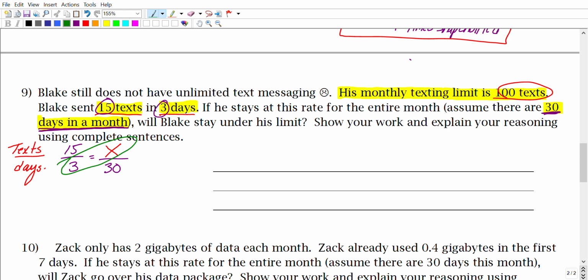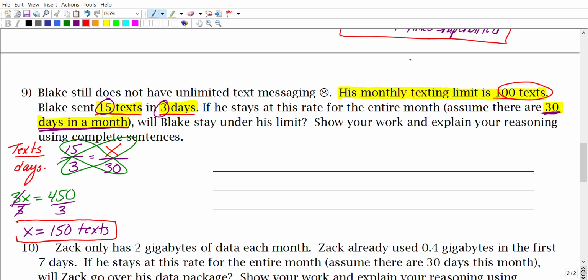Okay, let's figure this out. So I'm going to multiply this out, cross multiply. So what do I get? I get 3x equals 15 times 30, that's 450. I'm going to divide this by 3. I get x equals 150 texts. The text was in the numerator. So this is my answer for the question, but it's not the full answer because, let's see, that's how many texts he would have sent after 30 days.